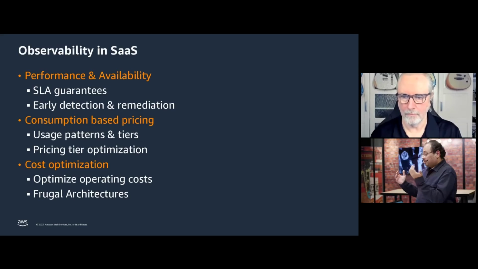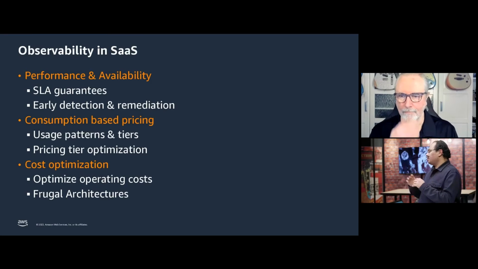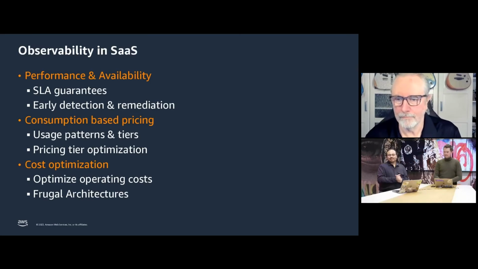Because especially in the current environment, you would want to lower those operating costs continuously. And I specifically wanted to also point out something that we heard at re:Invent from Amazon CTO Werner Vogels, to build cost-aware architectures. And he also introduced the concept of frugal architectures.